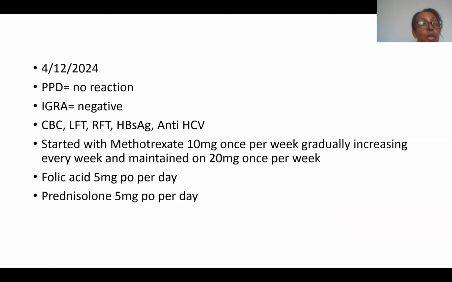We also did a graph, which was negative, and we worked him up in order to start him on immunomodulatory treatment. So we started him on methotrexate 10 milligram once per week, which was gradually increased every week to reach 20 milligram once per week. He was also taking folic acid and prednisolone 5 milligram PO per day.